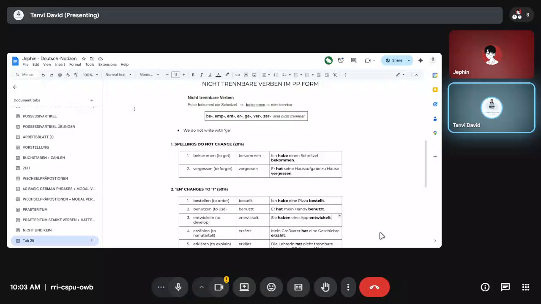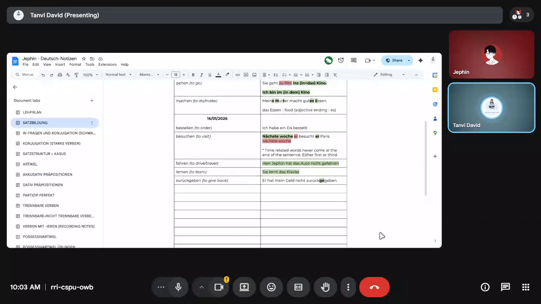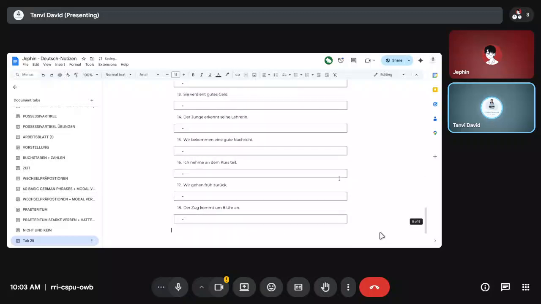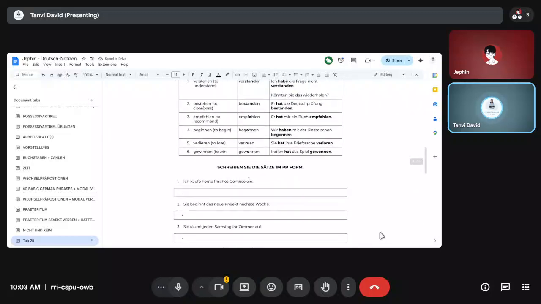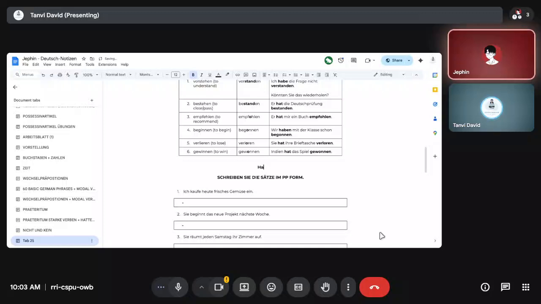All right. Okay, Satzbildung also I need to give you. So I'll give you the Satzbildung as well. That also you can do as your homework. So 2 homework, Satzbildung, and then this, converting the sentences.